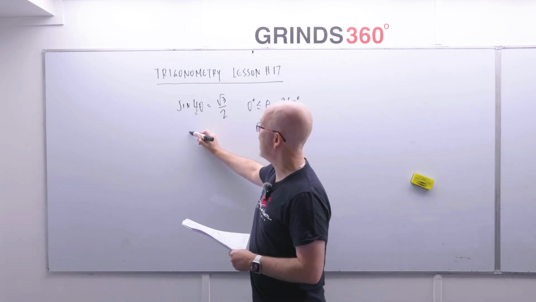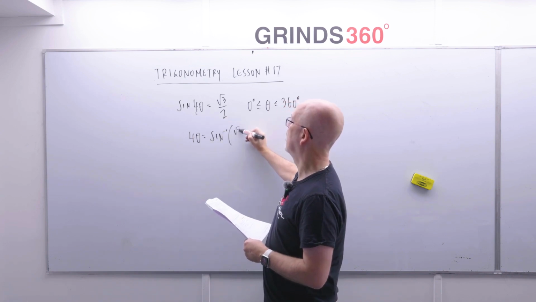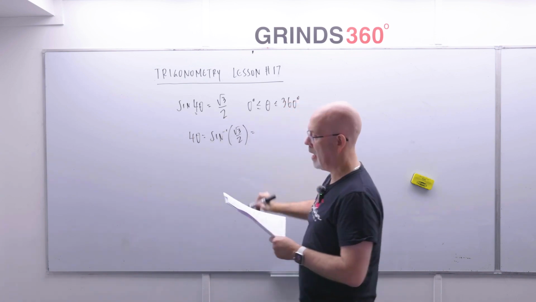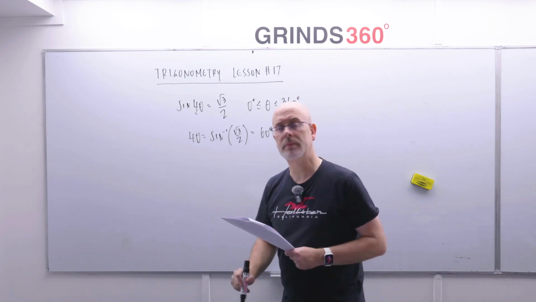So we'll find our reference angle first. So take the inverse sine. 4 theta is the inverse sine of root 3 over 2. And my calculator tells me that the inverse sine of root 3 over 2 is 60 degrees. That's my reference angle. Okay?